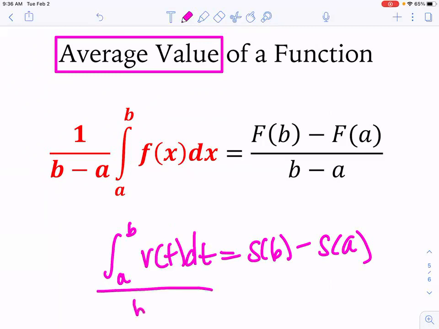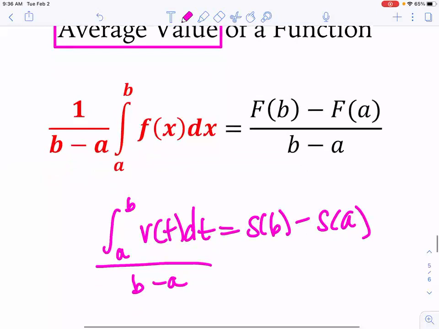Well, if we divide it by B minus A, the amount of time that took, if we take a position and divide it by time, what do we now have? We have a velocity, okay? So by dividing by B minus A, when we're talking about units, we're back to that original.